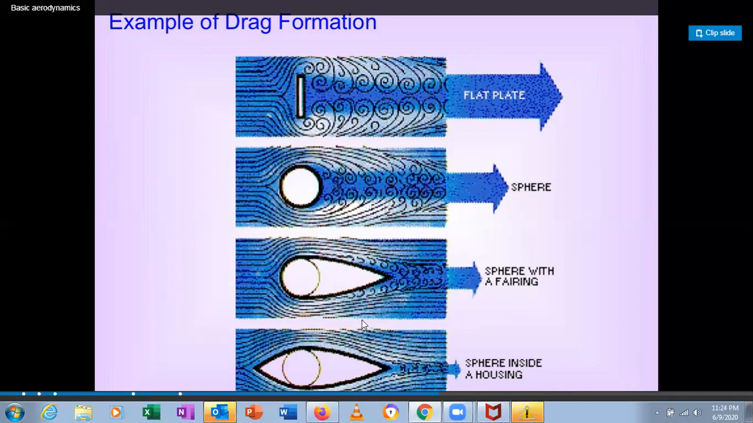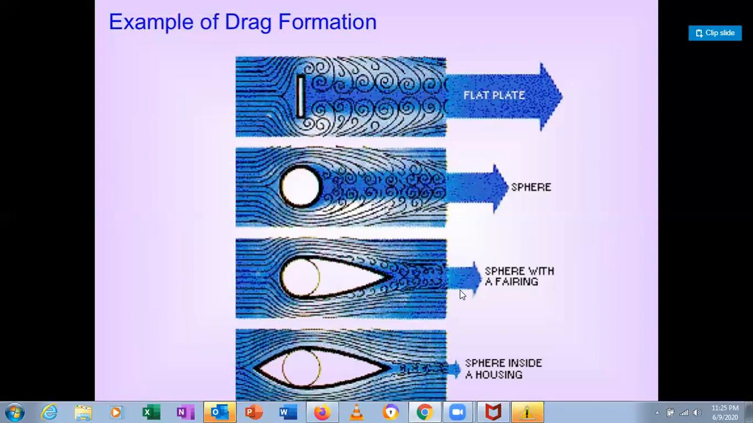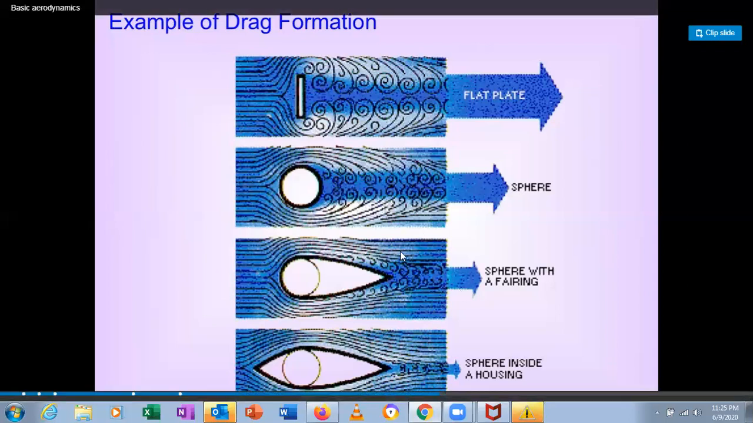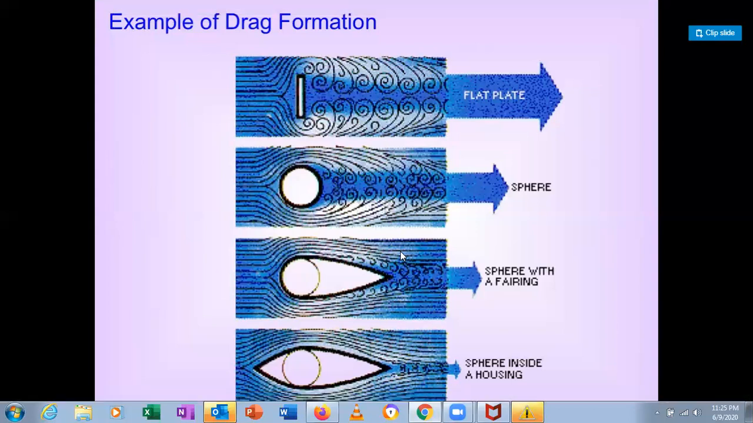Observe the flow separation here. The flow separation occurs at the initial stage itself. Here the flow separation is higher, and in this it reduces, and in the streamline body it is lesser, and we can have a good lift. Therefore, we always use streamline bodies to reduce the drag formation. That is the reason we use the airfoil shape for aircraft design. Clear?